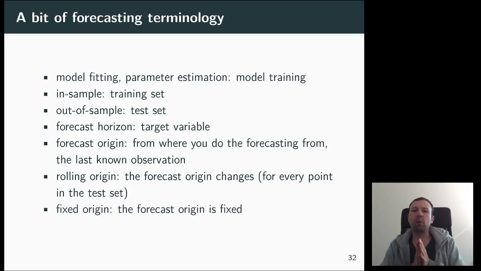Forecast origin is where you do your forecast from, which is usually the last observation. So you say, I want to have a 1 day ahead forecast. That means today's value is the last value I can use. That's my forecast origin. A rolling origin basically means that this forecast origin changes for every point in your test set. Today I make a prediction for tomorrow. Tomorrow I make a prediction for the day after tomorrow. Fixed origin is where the forecast origin is fixed. Today I predict for tomorrow and for the day after tomorrow and for the day afterwards. Or today I predict for the whole next week.